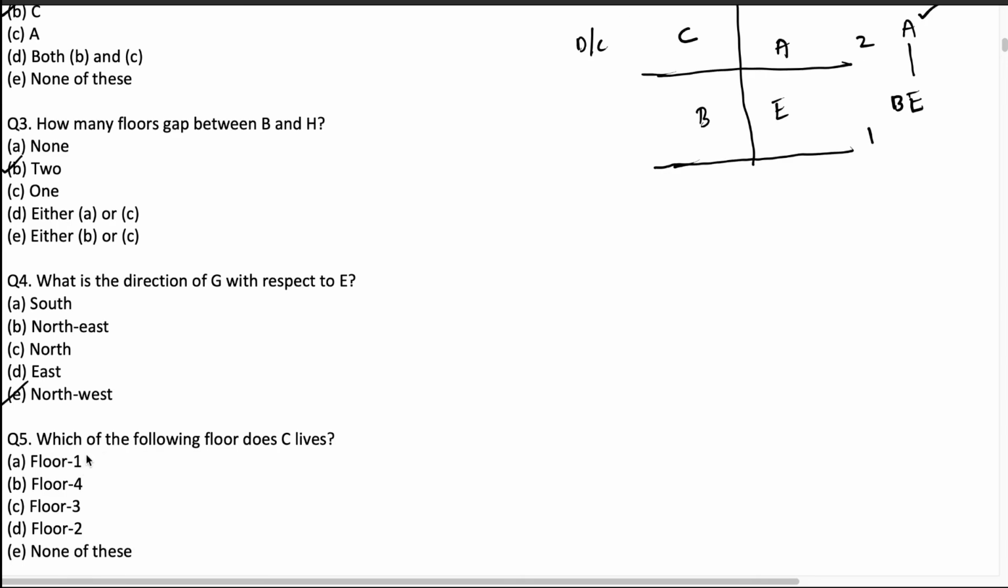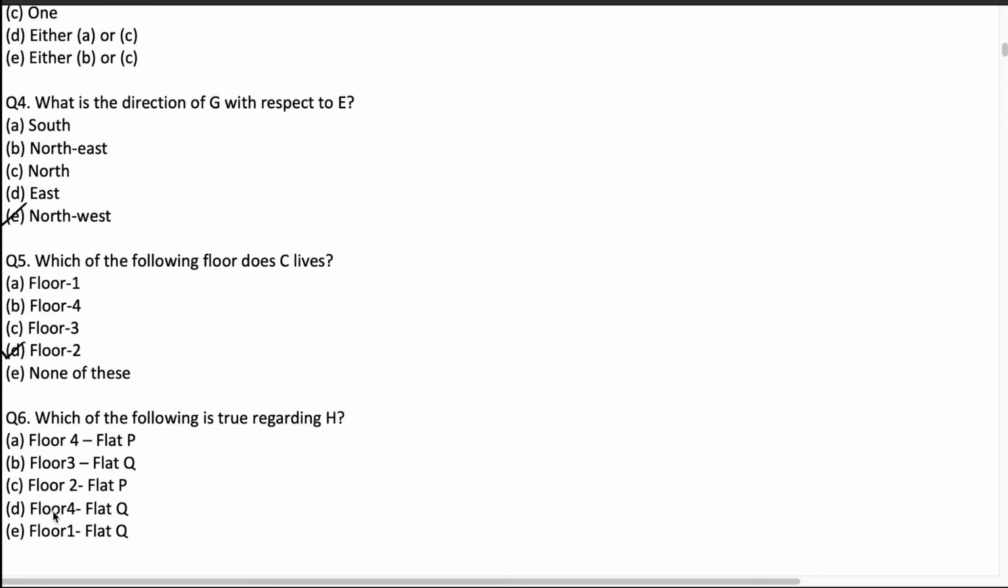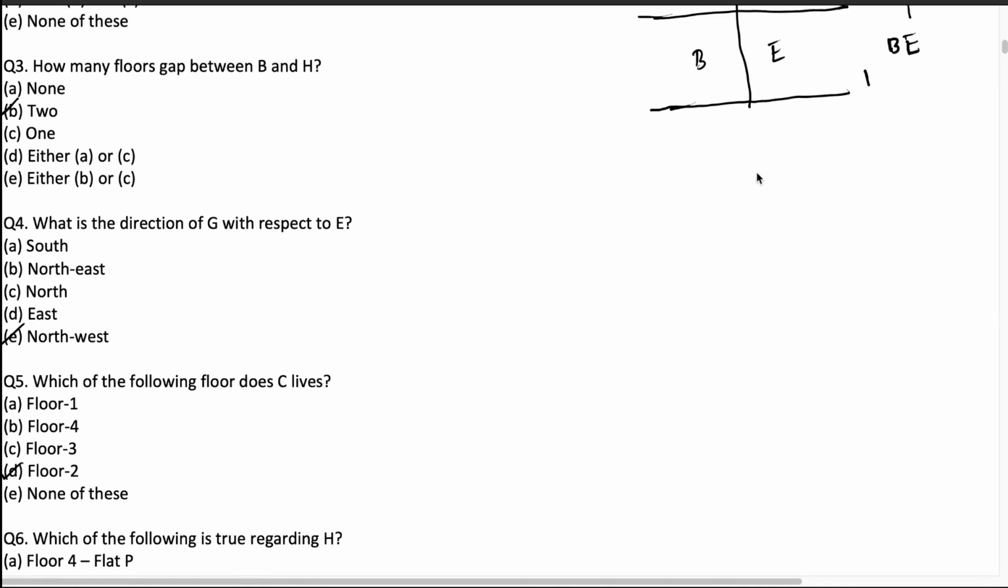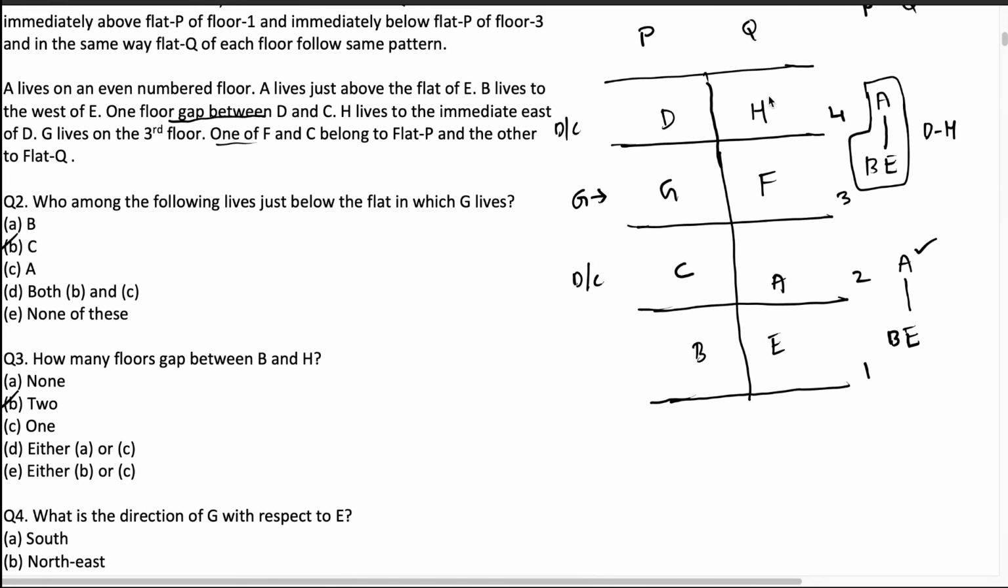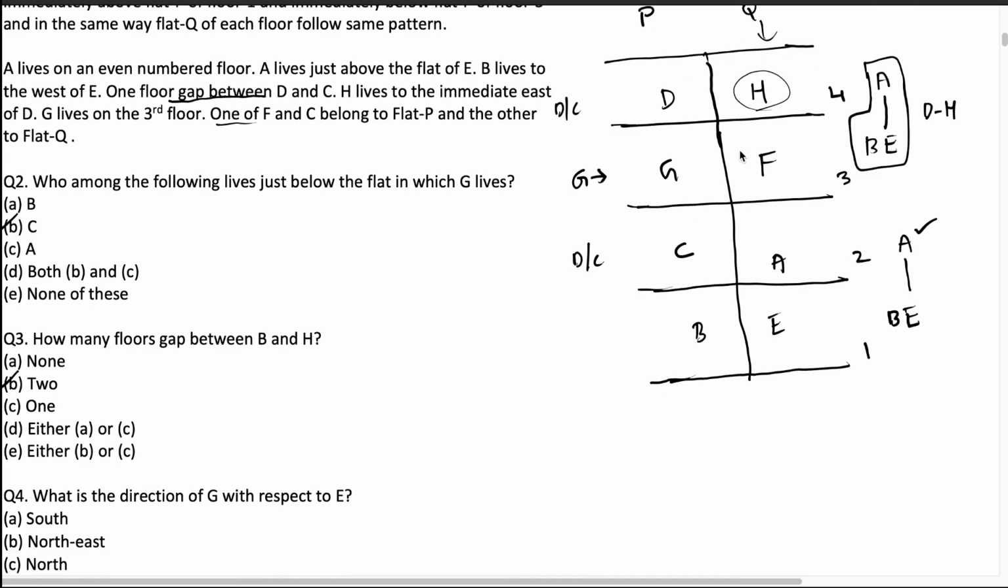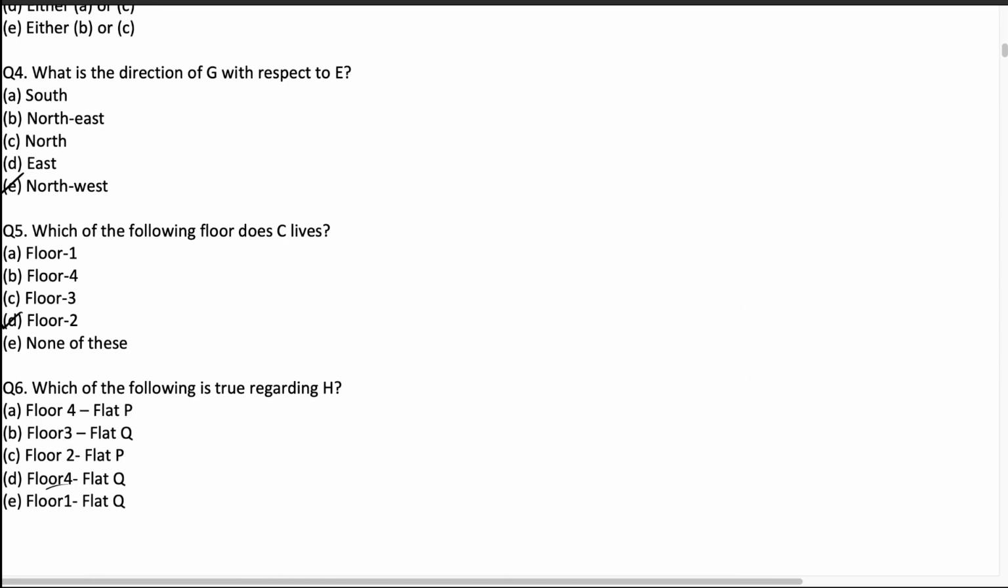Question number 5. On which of the following floors does C live? C lives on the 2nd floor. Option D is the answer. And the last question, which of the following is true regarding H? So let's have a look at the diagram. H is on the 4th floor and it belongs to flat Q. So it belongs to floor 4 and flat Q. Option D is our answer.